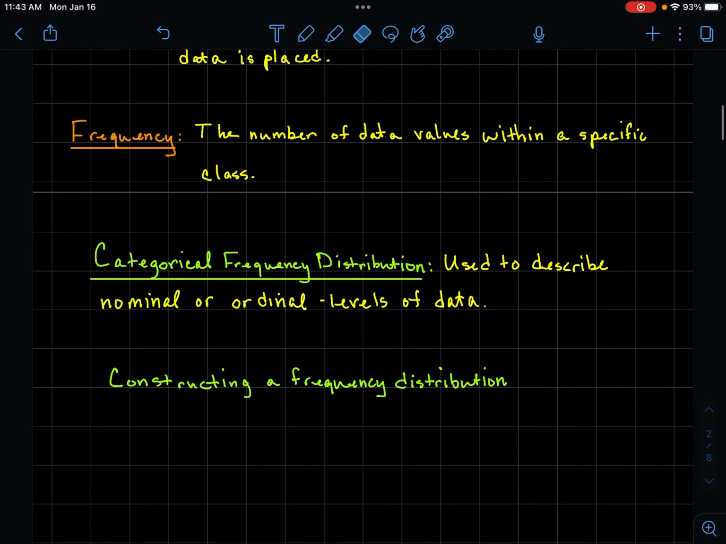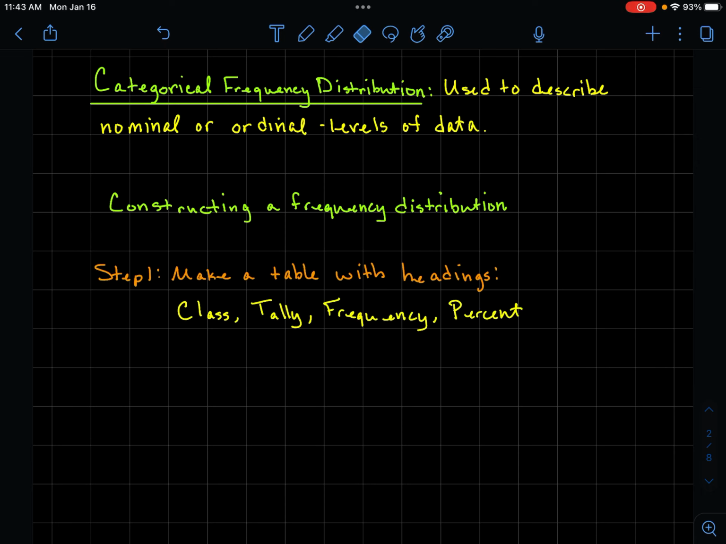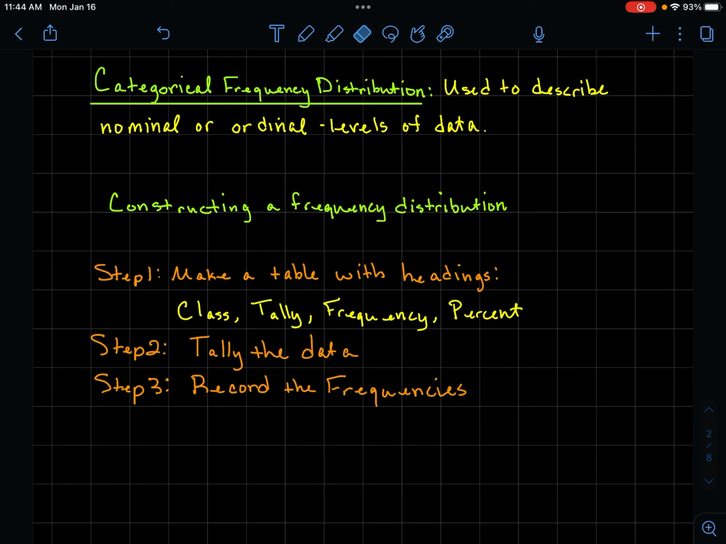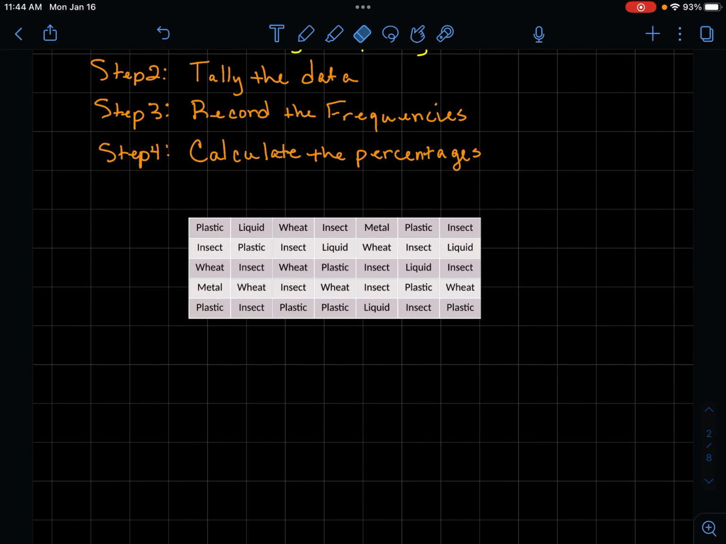Okay, so now let's go into how we construct a frequency distribution for this particular categorical example. There are 4 steps that we're going to look at. First step is to make a table with the following headings, in this order: class, tally, frequency, and then percent at the end. Step 2, tally up all of the data points. Step 3, record those frequencies. And then finally, step 4, calculate the percentages.